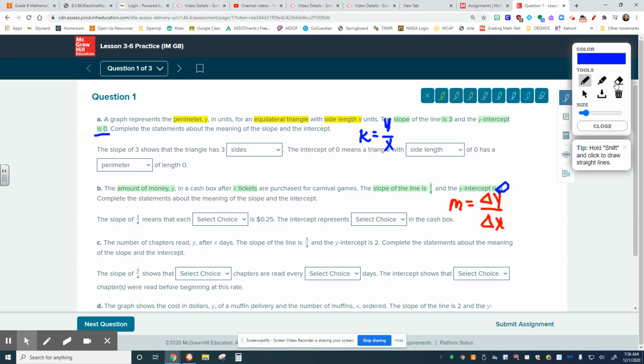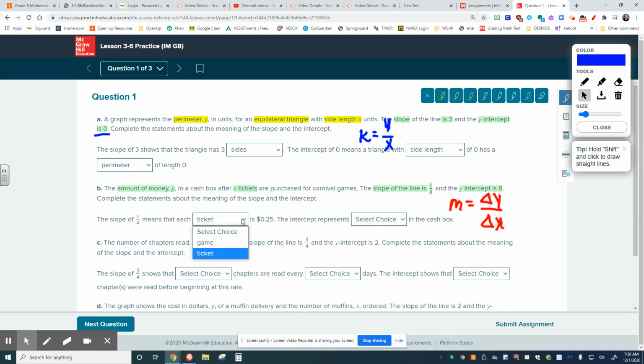This tells me that my line is passing through at 8 on the y-axis. That's some important, super important information. So when we talk about the slope and what is the meaning of the slope, 1/4 means that each ticket is 25 cents. And the reason we're saying ticket is because see how it says game right here?